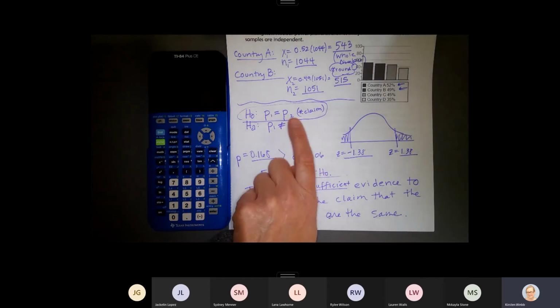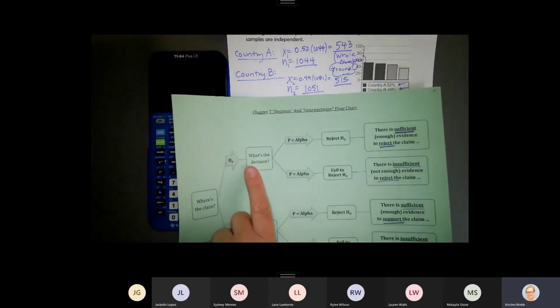So remember, that has to do with the fact that H0 was our claim. On our flow chart, we're going upward to start. And then we saw that the p was greater than alpha. So we end up in the second line. That's how we knew to fail to reject H0, and how we knew to use the words insufficient and reject.